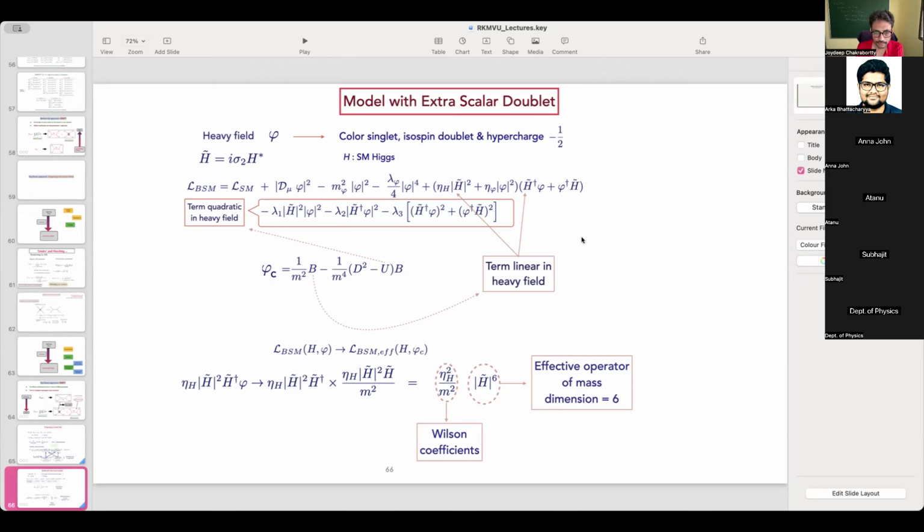Hello, sir. At the start, what is the mass dimension of the heavy field phi in the Lagrangian LBSM? I have chosen this to be a scalar field, so you know the mass dimension of a scalar field is 1. After putting in phi c, some dimension 6 terms are coming, but those are basically in terms of the lighter degrees of freedom. There is no heavy field anymore.